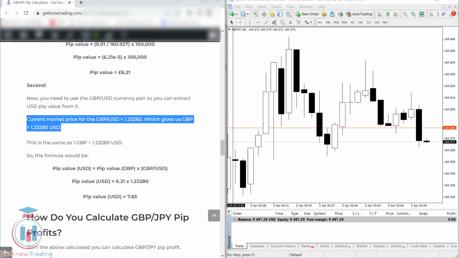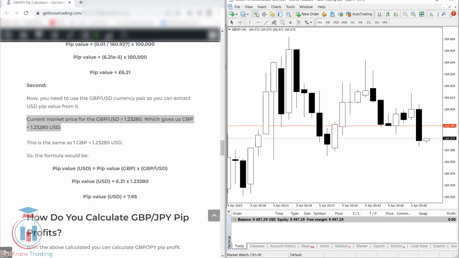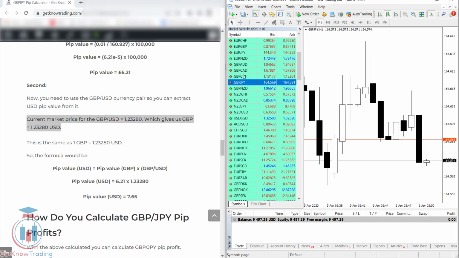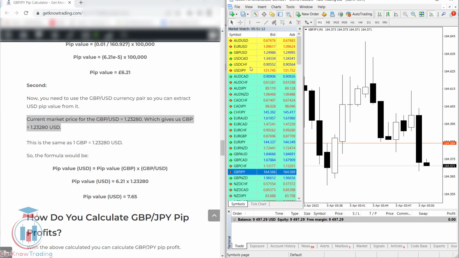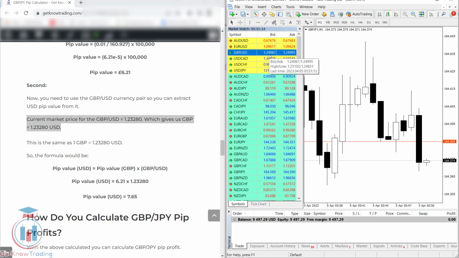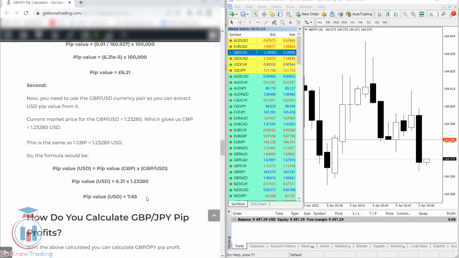How to get that value? You simply go here in the trading platform, check here GBP USD, where it is up there. GBP USD is 1.24989 and enter that value inside this. Then you will get the pip value in USD.